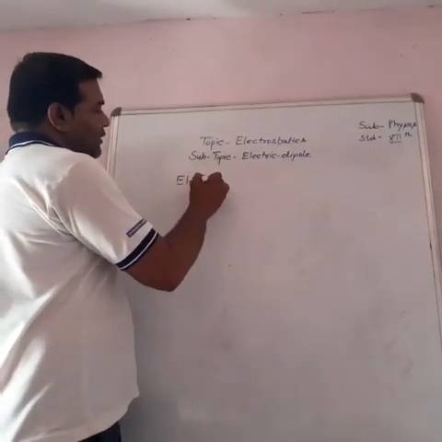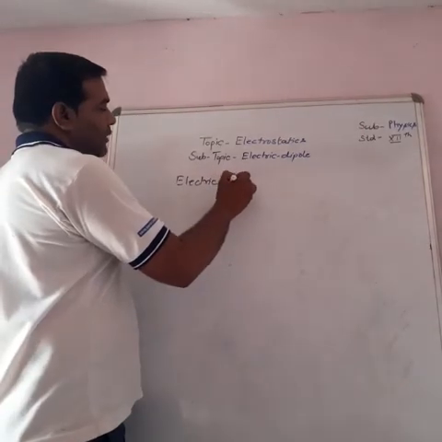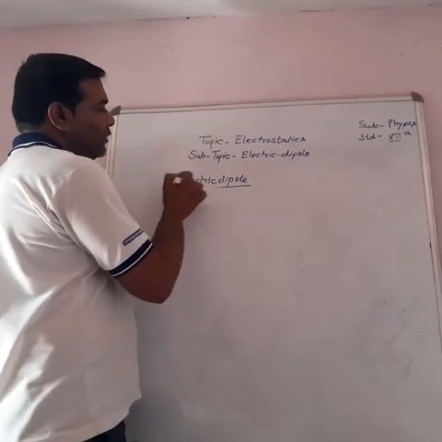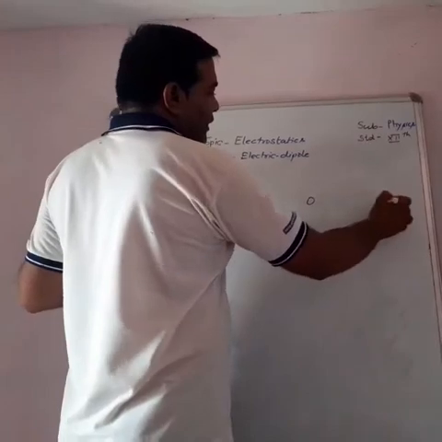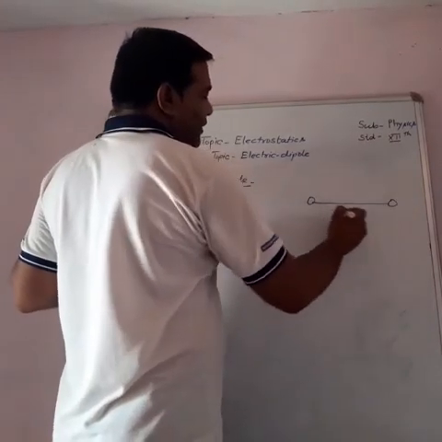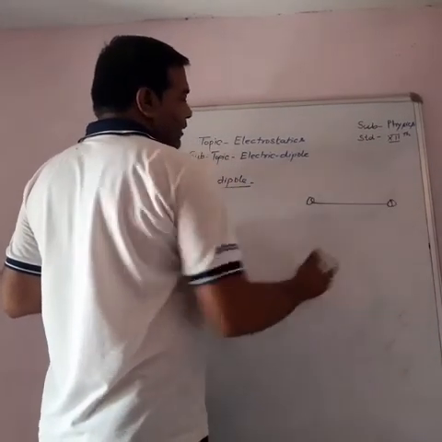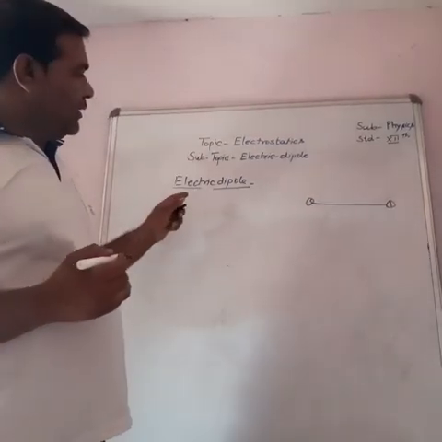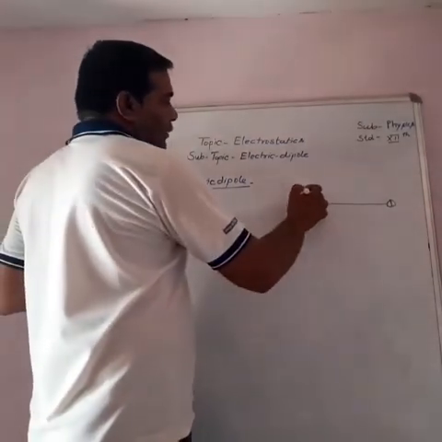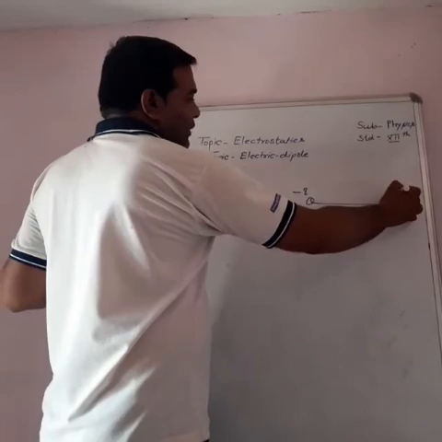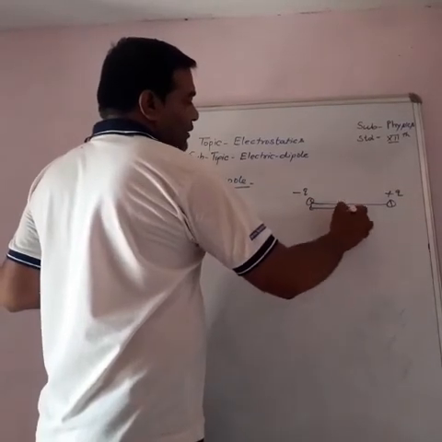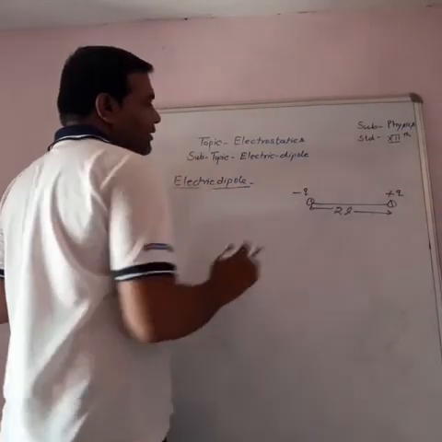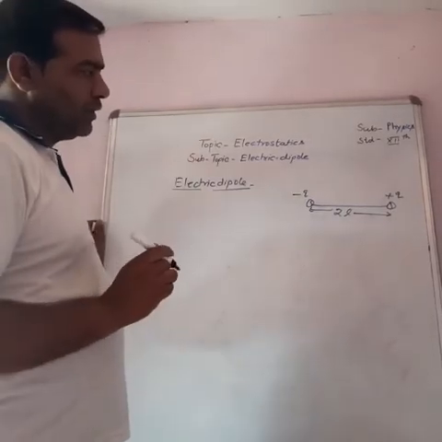Electric dipole is a system in which two equal and opposite charges are placed at a very small distance. Two equal and opposite charges placed at a very small distance, then this system is called an electric dipole. Clear?